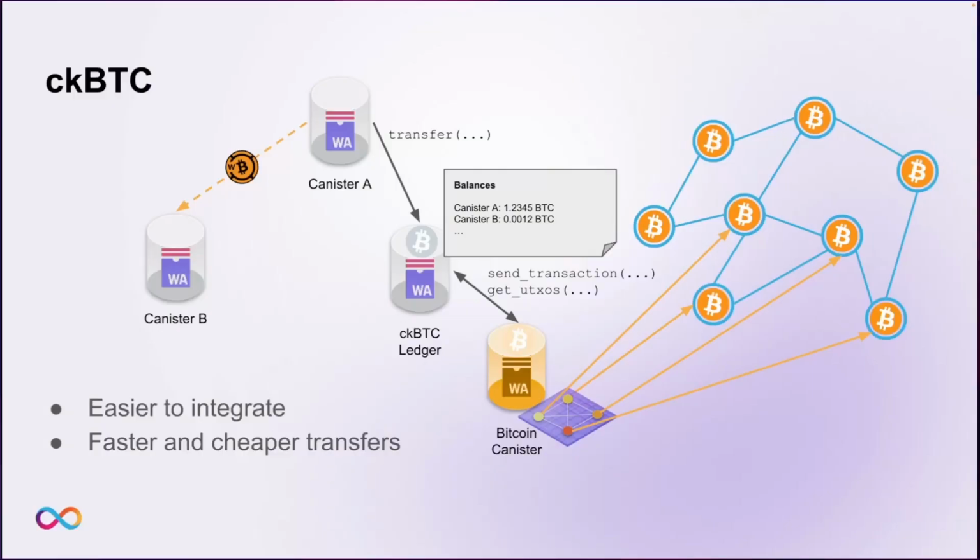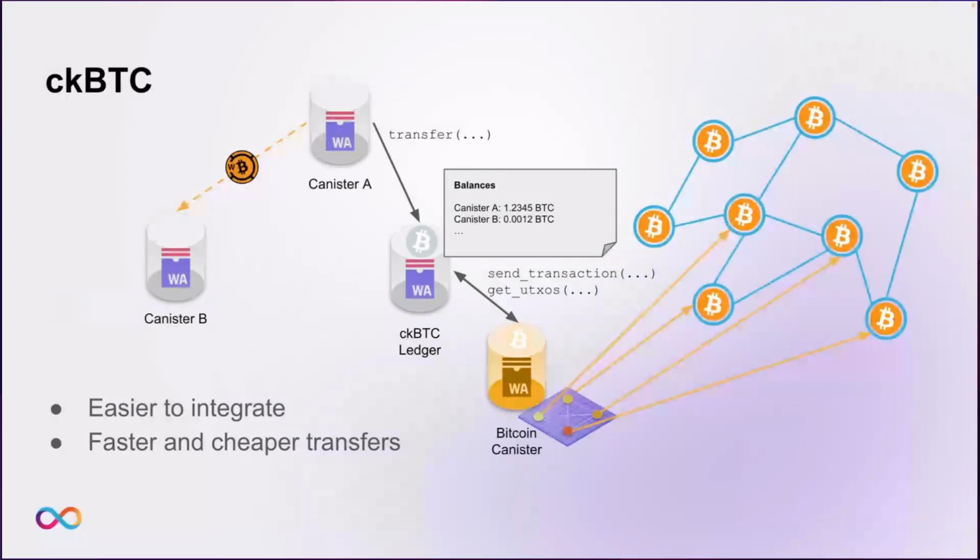Chain key BTC, or ckBTC, is a version of wrapped Bitcoin, like for example wrapped BTC on Ethereum, but it has much stronger underlying trust models because of its decentralized architecture and because it uses threshold ECDSA instead of bridges. So ckBTC is easier to integrate. Instead of using the low-level Bitcoin integration API, you can simply access the ckBTC ledger like any other ICRC1 ledger on the Internet Computer. ICRC1 is basically a token standard on the IC, just like ERC20 on Ethereum. ckBTC also offers faster and cheaper transfers.